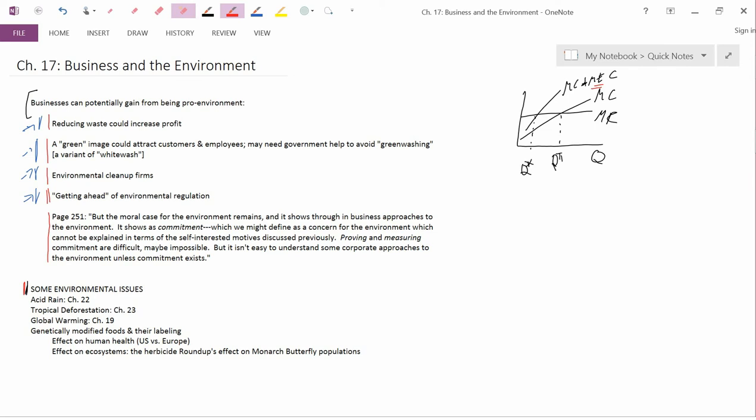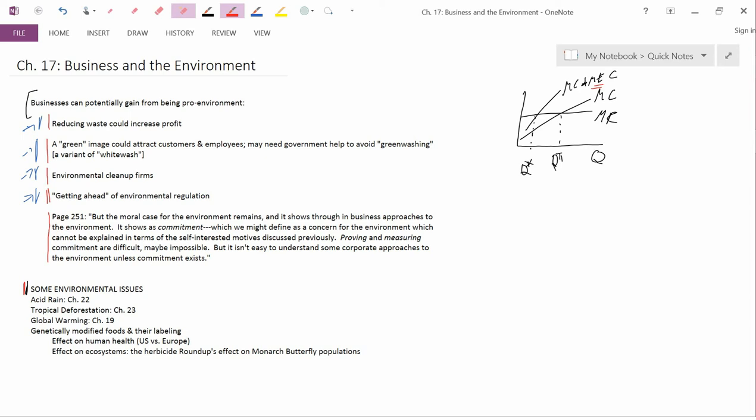The book talks in chapter 17 a little bit about global warming, but chapter 19 is entirely concerned with global warming, and so I prefer to postpone even this introductory discussion of global warming until we get to chapter 19. So, in terms of other environmental issues, the only one I want to discuss here is one that the book doesn't discuss, which is genetically modified foods and their labeling.